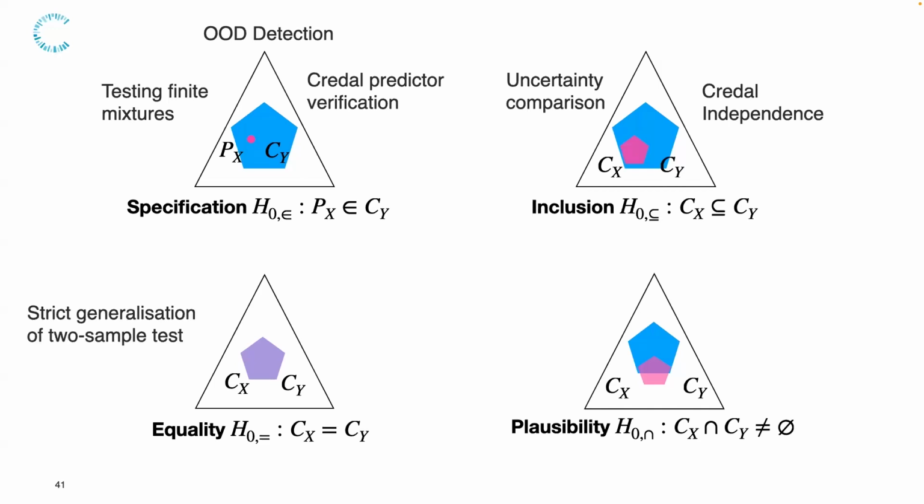Equality, as I said, is a strict generalization, so it might not be that interesting. But plausibility can be understood as a distributionally robust two-sample test. What do I mean by that? Imagine I reject the null in this problem. What it means is, despite my uncertainty, I have enough evidence to say that if I'm willing to assume P of X is inside one Credal set and P of Y is inside the other Credal set, then despite the ambiguities, there is enough evidence to tell me that they're never going to be the same. That's P of X is never going to be the same as P of Y, even if you have ambiguity in your hypothesis. That's what it means when you reject the plausibility hypothesis.